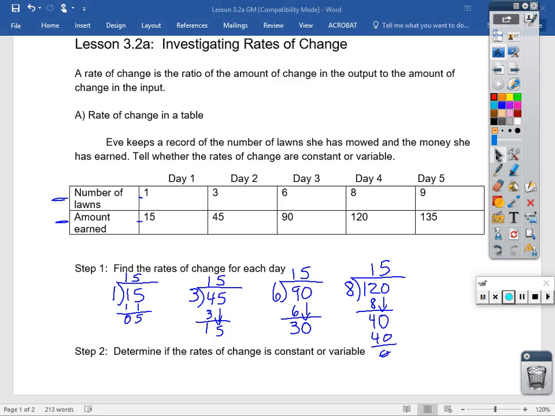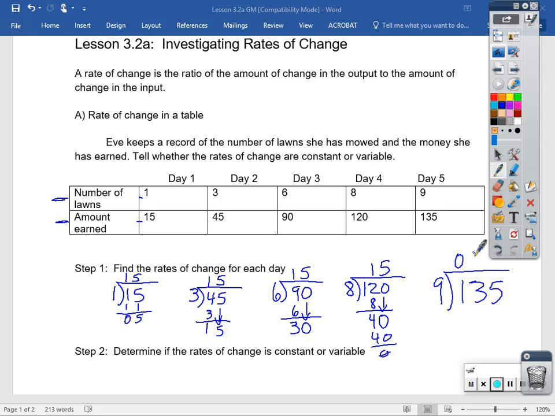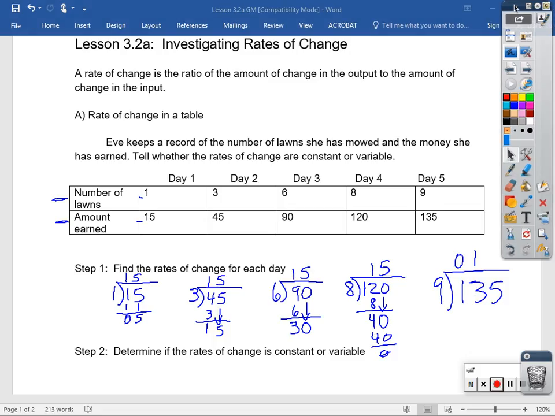All right, so our last one, I'm going to move this out of the way so it doesn't get in the way when I'm writing. 9 divided by 135. 9 goes into 1 zero times. 9 goes into 13 once. I need to move this so I have space to write my answer. Once. 13 minus 9 is 4. Bring down my 5. 9 goes into 45 five times. And it's even because 5 times 9 is 45.